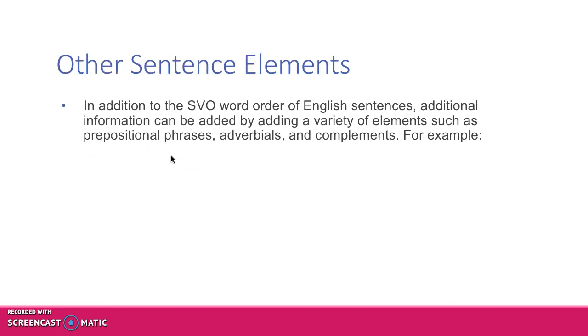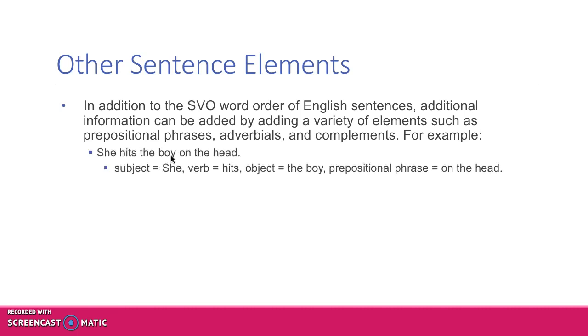In addition to the subject-verb-object word order of English sentences, additional information can be added by adding a variety of elements, such as prepositional phrases, adverbials, and complements. So there are many other things we can add to a sentence. For example, she hits the boy on the head. So here we have she, which is the subject, hits is the verb, the boy is the object, and now we have a prepositional phrase, on the head. It's because it starts with the preposition on.